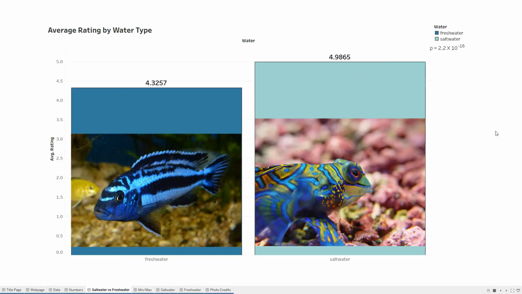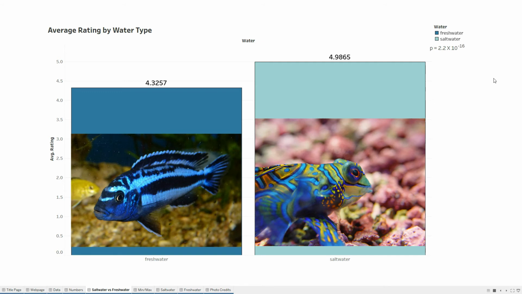Although people submit more freshwater fish pictures, they rate saltwater fish pictures higher on average. As you can see, the average rating for freshwater fish is 4.3257, while the average rating for saltwater fish is 4.9865. The difference in the average ratings is statistically significant.